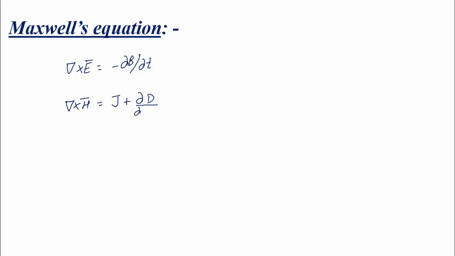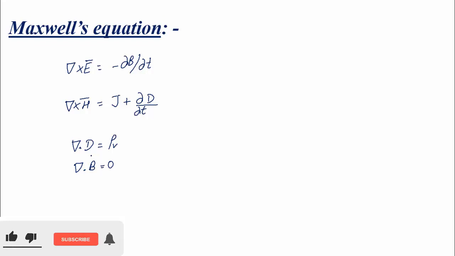Now let me revise Maxwell's equation. We are having 4 forms of Maxwell's equation. The first one is curl E equals to minus dou B divided by dou T. And the second form of Maxwell's equation is curl H equals to J plus dou D by dou T. This is also called modified Ampere's law. And if I am talking about Gauss law, del dot D equals to rho V as well as del dot B equals to 0. So these things are very important.